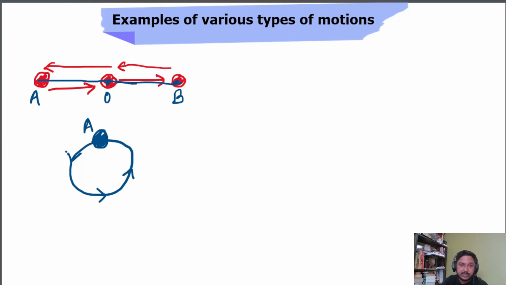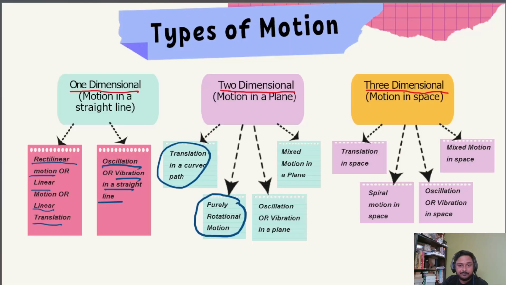So this is a rotational motion. This is a purely rotational motion, and this also cannot be explained with the help of one axis. We need two axes, x and y. The x axis can be in this direction, the y axis can be in this direction, and that will help us to spot the coordinates of all the points, and the motion can be completely explained. So this is purely rotational motion happening in two dimensions.